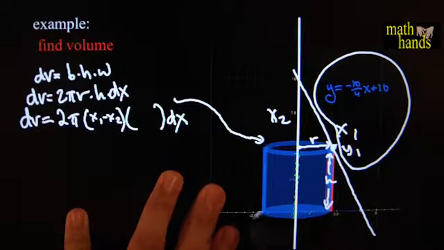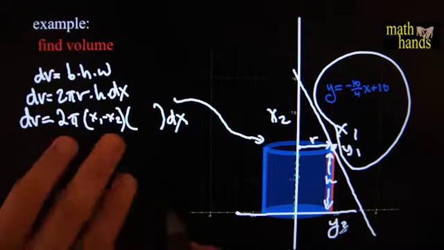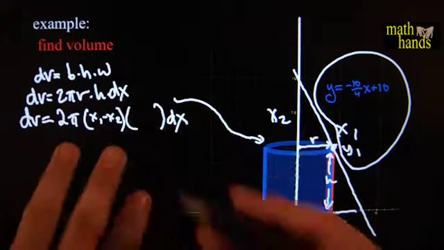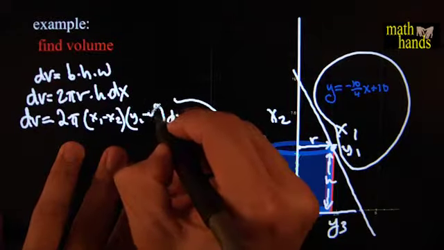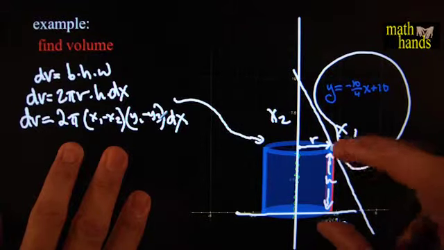And of course, I'll call this one y3. So therefore, I take my fingers, I look at the height, top minus the bottom. So it's y1 minus y3. Capiche? Top minus the bottom.